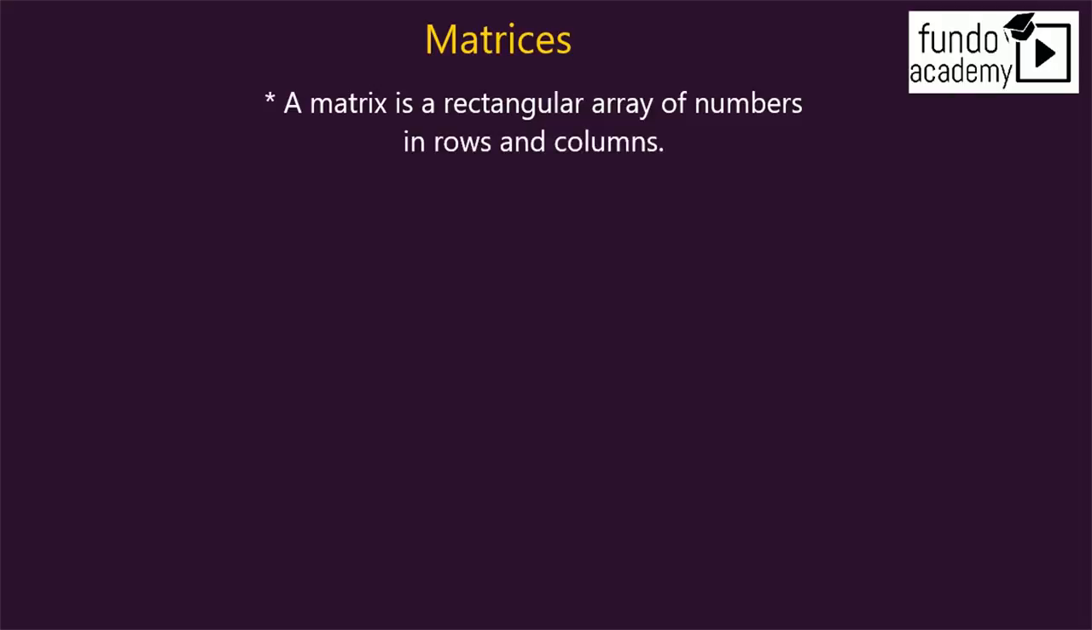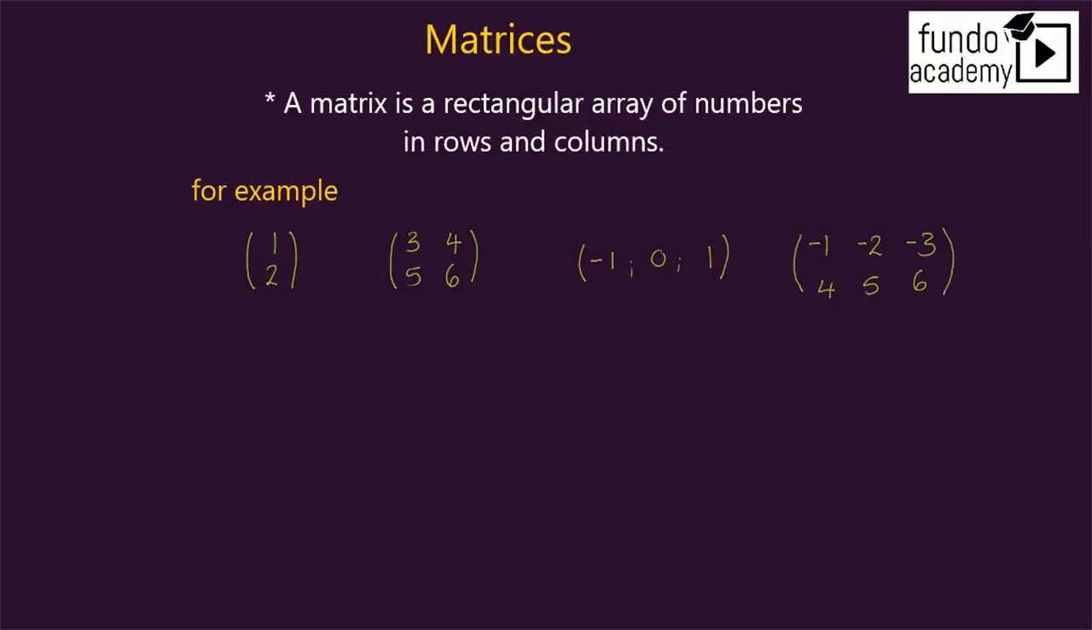For example, let me give you maybe 4 examples of matrices. What you're seeing here are 4 random examples of matrices. You also need to know that the numbers that you find in the matrix, or in the array, we call them elements. So they are elements of the matrix. Very important point.